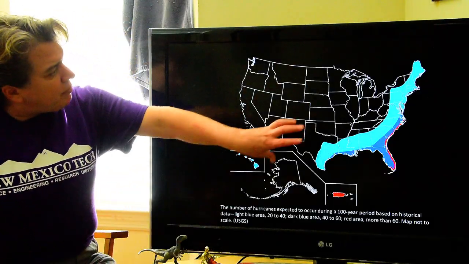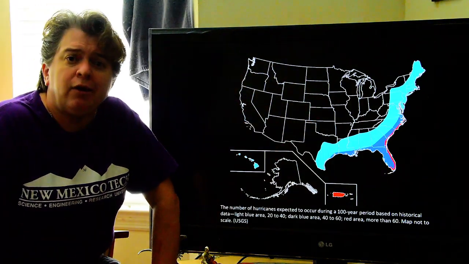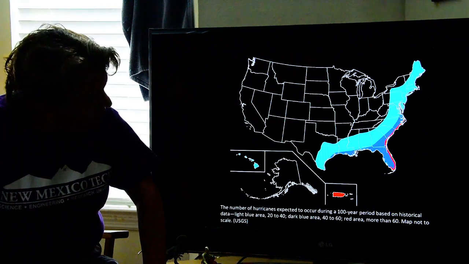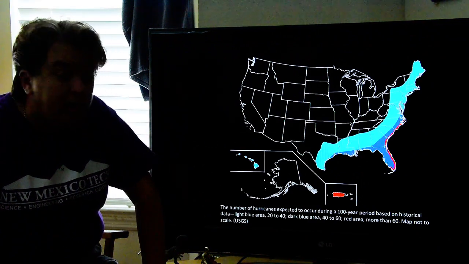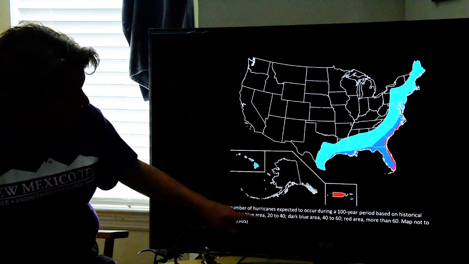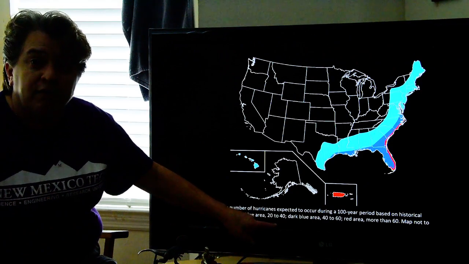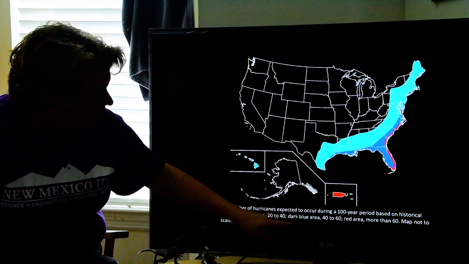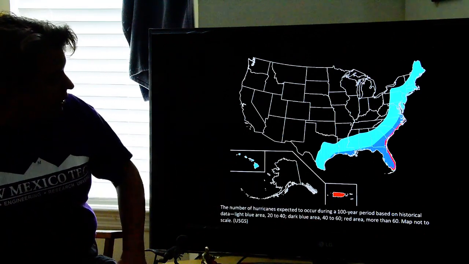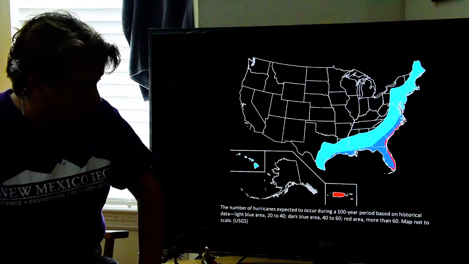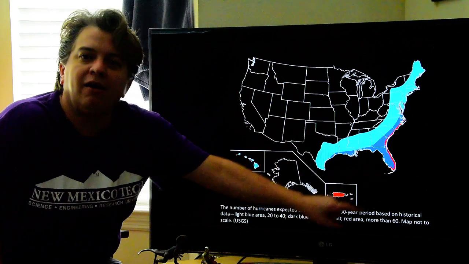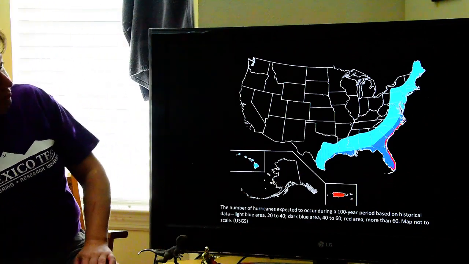All right, so this is our hazard map, like what I usually start with. This shows the number of hurricanes expected to occur during a 100-year period based on the historical data. So the light blue areas, there's 20 to 40 of these storms in 100 years. In the dark blue, it's 40 to 60 in 100 years. And in the red, it's going to be more than 60. So, like Florida, guess what? You're going to be getting a lot of hurricanes in the course of 100 years.